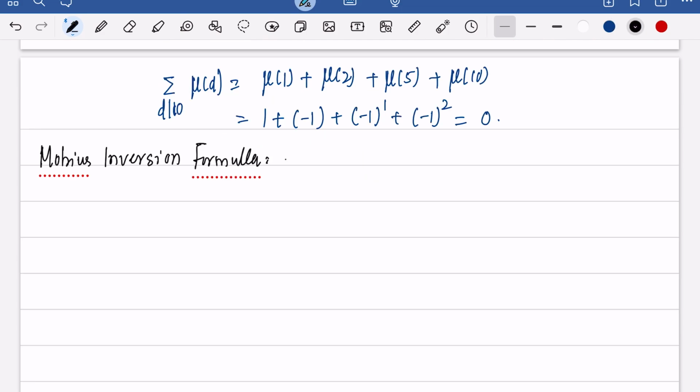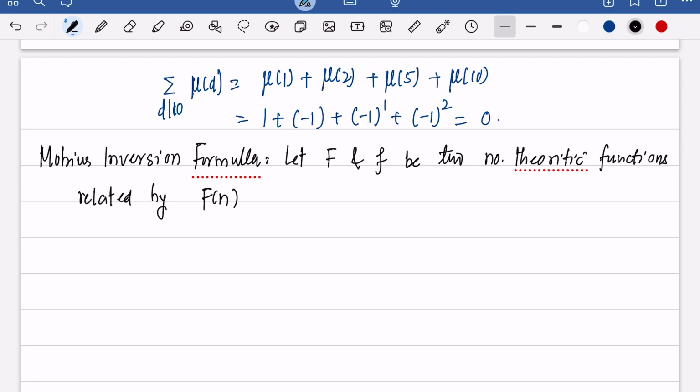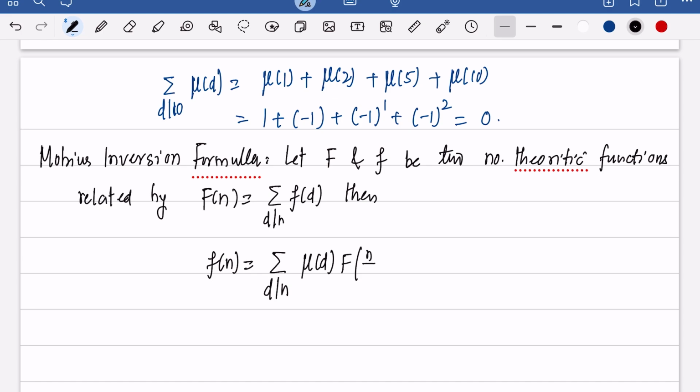Mobius inversion formula states that let capital F and small f be two number theoretic functions related by F of n is equal to summation d divides n f of d. Then this small f of n, which is involved here on the right hand side of this definition, is equal to summation d divides n mu of d into F of n by d. And this is also equal to summation d divides n mu of n by d into F of d.